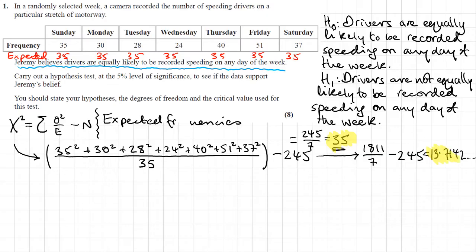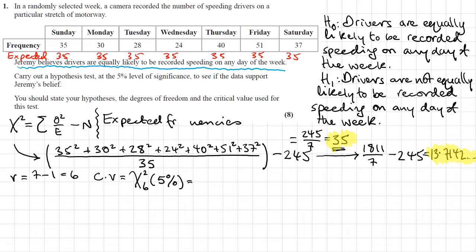I now need my critical value, chi-squared, and to find that I need the degrees of freedom. Always check the expected values. None of these are less than 5, so I don't need to combine cells. So I've got 1, 2, 3, 4, 5, 6, 7 cells. So degrees of freedom is going to be 7 minus 1, which is equal to 6. Always write this calculation out even if it's obvious.